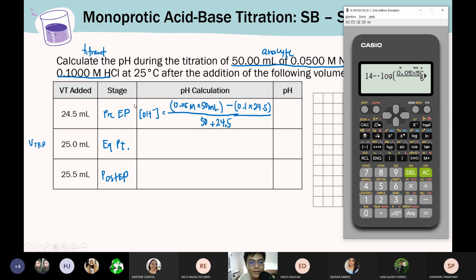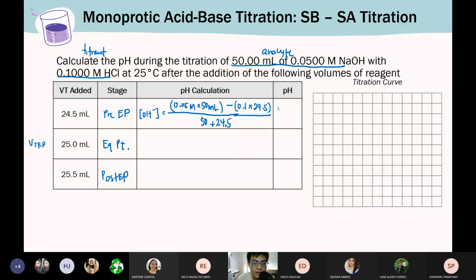Okay. So, this is the equation I use. So, that's 14 minus POH. Kaya ganyan yan. Okay. Para pag pinindot ko equal sign, yung nakalabas POH. IPH na. Okay. Kasi if you just take the negative log of this, it is POH, no? Subtract mo pa siya sa 14. Okay. Equal sign, this is the pH. 10.83. Okay. So, mataas talaga yan kasi pre-equivalence point yan ng SBSA.